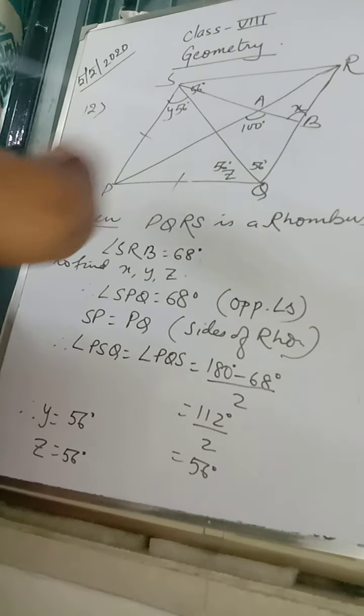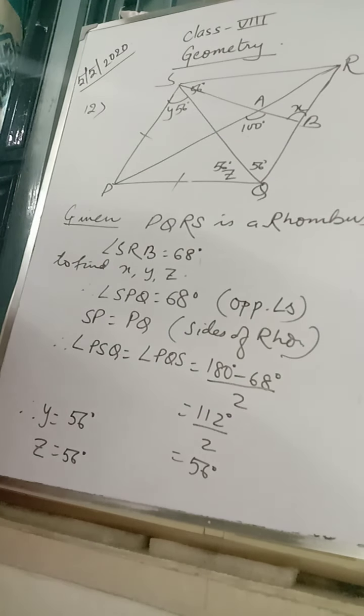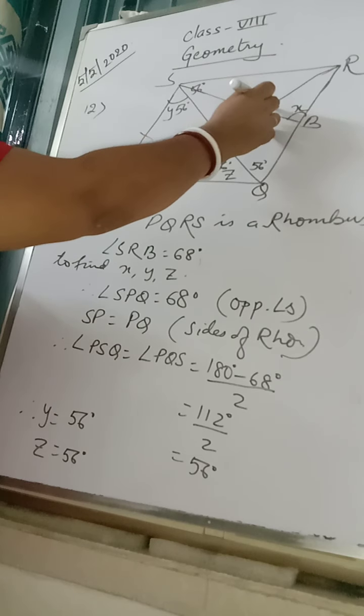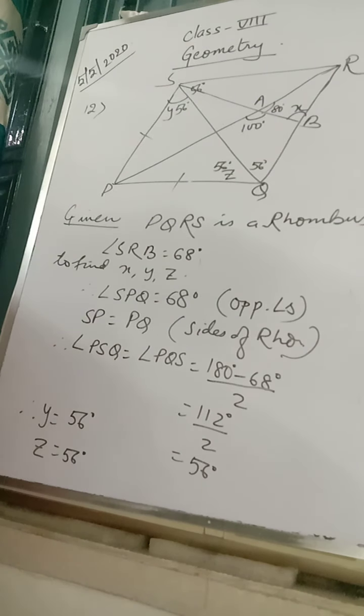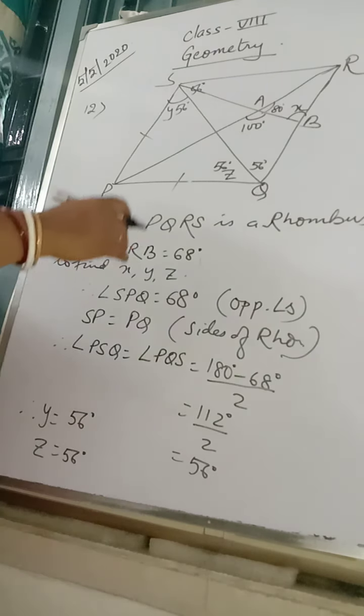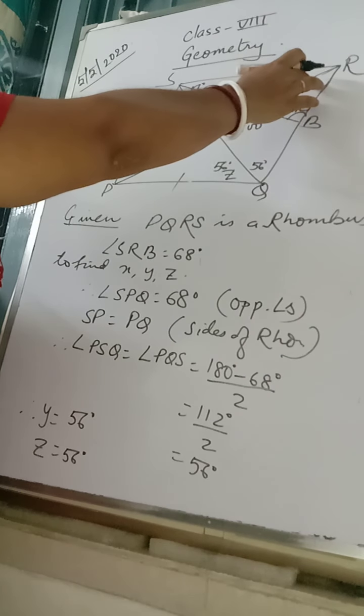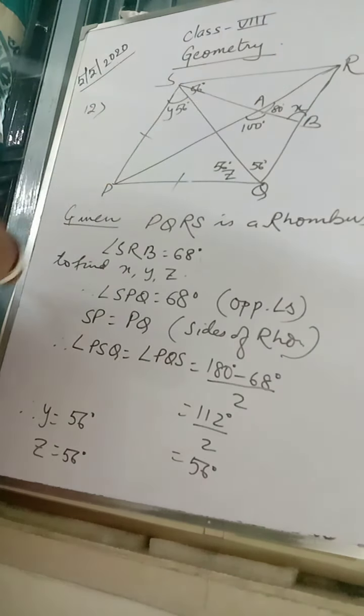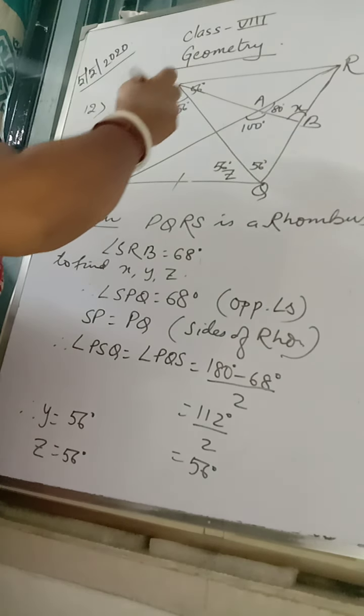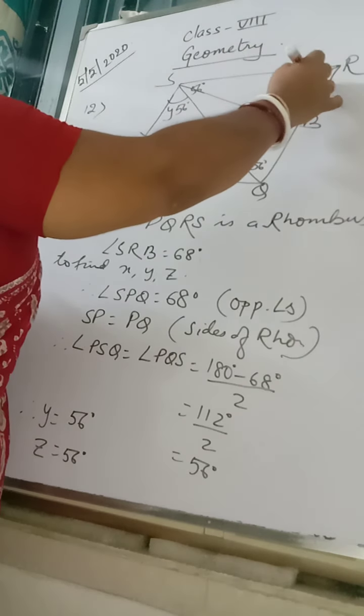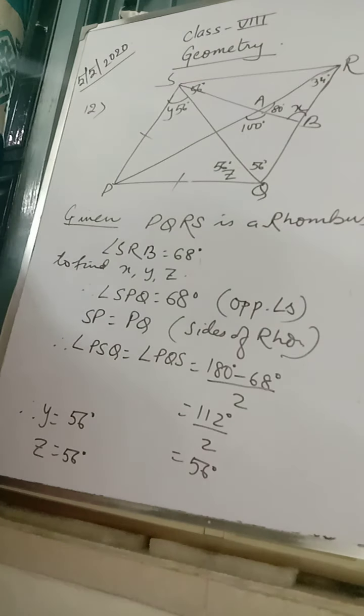Now come to the triangle ABR. This is 100, so this would be 80 degrees. Doubt? Now this angle will be half of 68, 34 degrees. So what will be X? We can get, is it?